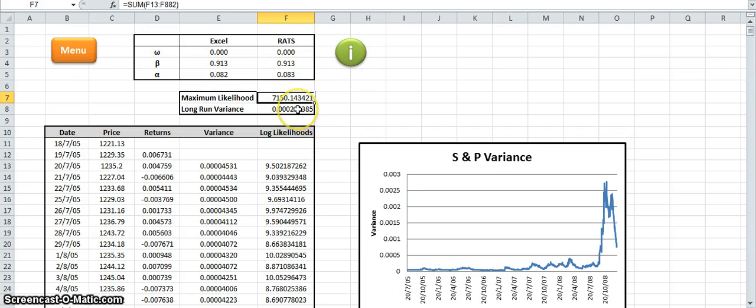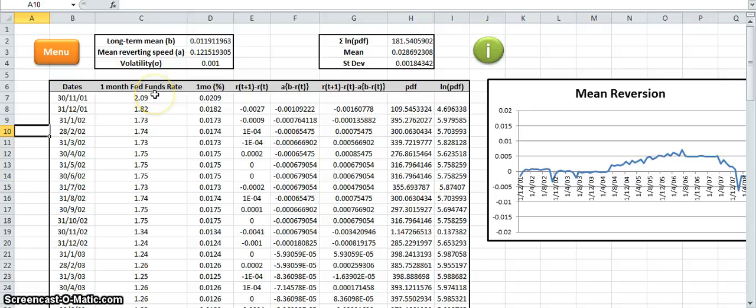We also calculate the long run variance, which is omega over 1 minus alpha minus beta. So that's about it. So we move on to the Vasicek model. This is a model that's designed to show mean reversion.